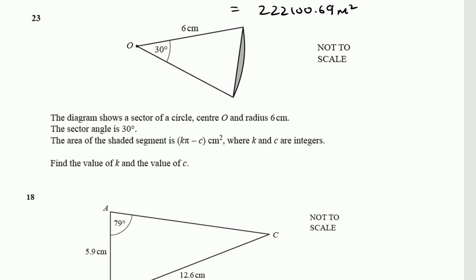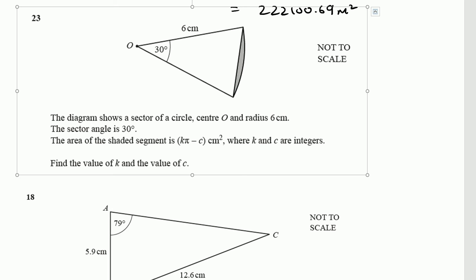In the next question, I'm working out one of these little chunks of area again. Area of sector minus area of triangle. So, the diagram shows a sector of a circle. It's telling me the radius is 6. It's telling me the angle in the middle is 30 degrees.